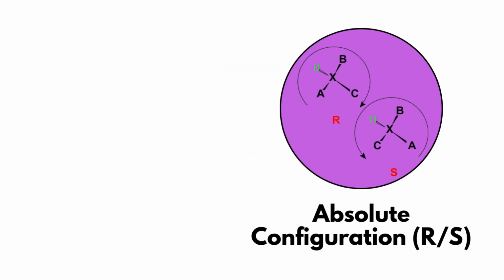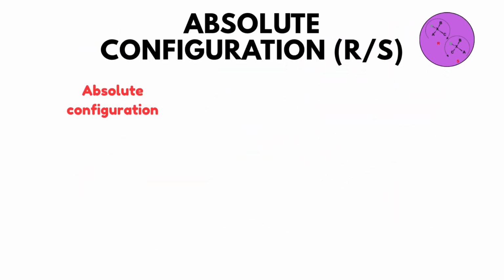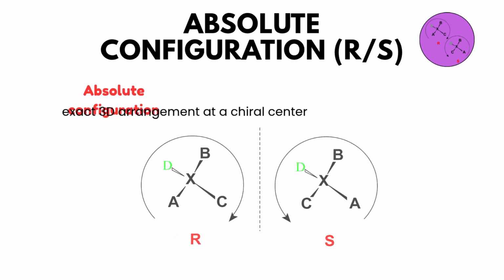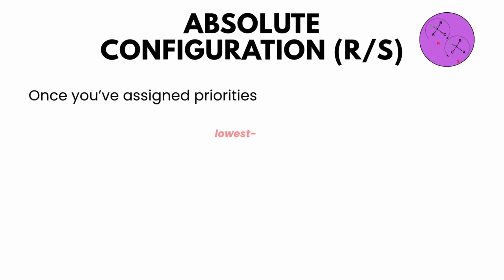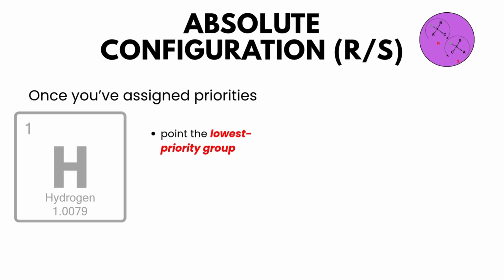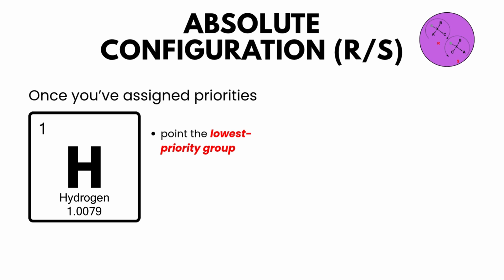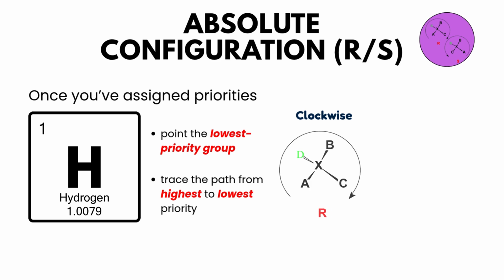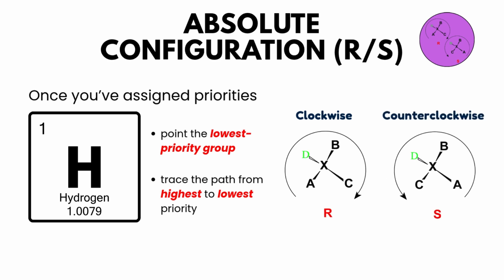Absolute configuration, R or S. Absolute configuration describes the exact 3D arrangement at a chiral center. Once you've assigned priorities, point the lowest priority group, usually hydrogen, away from you. Then trace the path from highest to lowest priority. Clockwise means R. Counterclockwise means S. This system gives an unambiguous answer the MCAT loves to test.